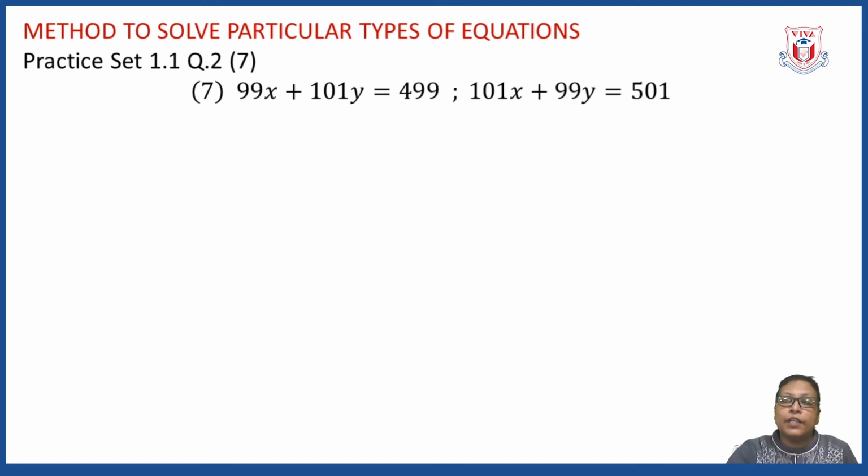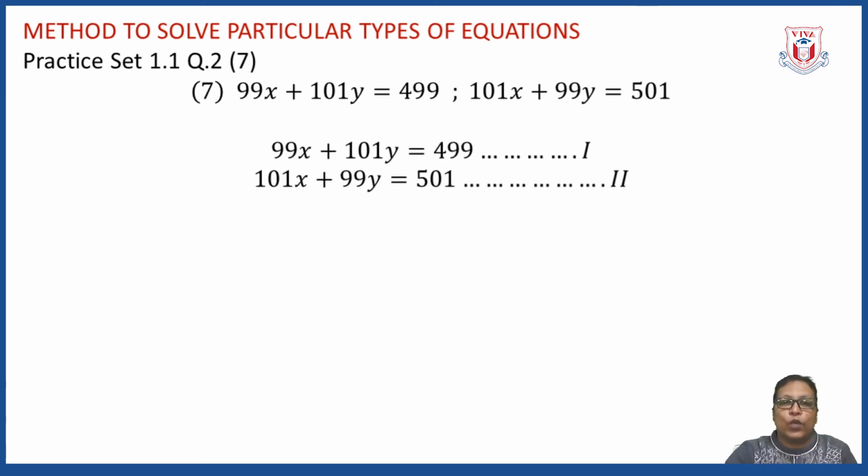So this method is different, and here we are using addition, subtraction, addition. In short you can keep in mind ASA: add, subtract, add. So let us start. The very first step is to number the equations. So 99x plus 101y is equal to 499, equation number 1.